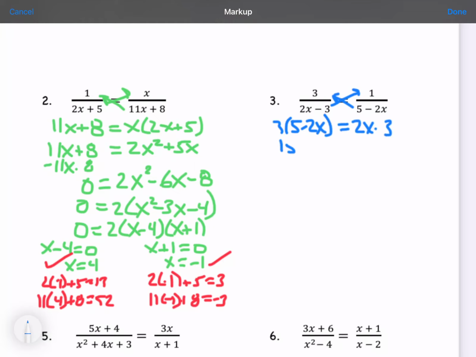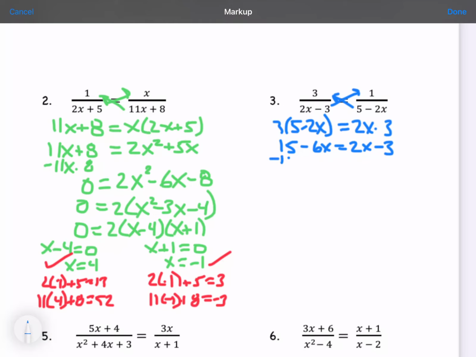15 minus 6x equals 2x. All right, so 15 minus 6x equals 2x minus 3. Sean, what would be our next step? I will use... Okay, so what are you going to do with that? You subtract 15 on both sides.